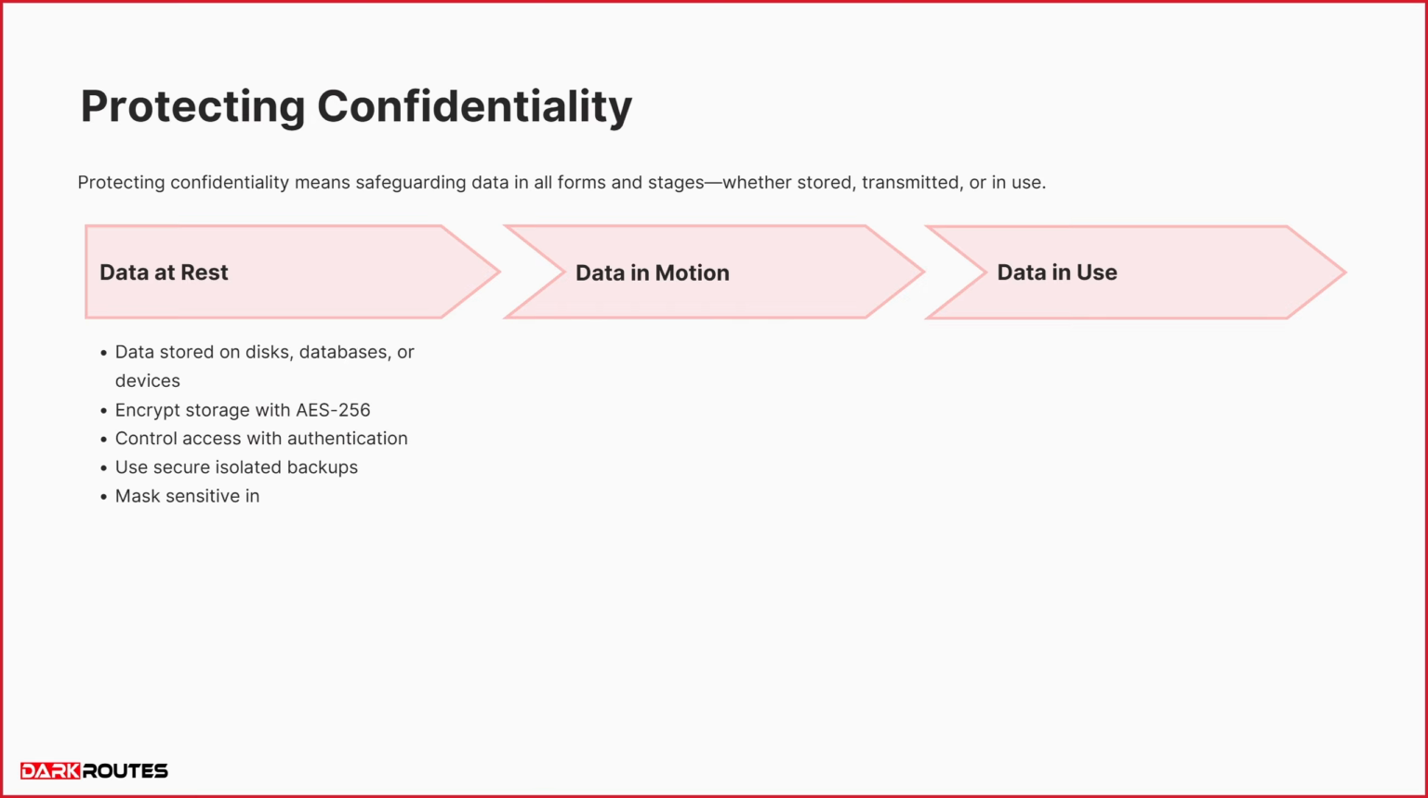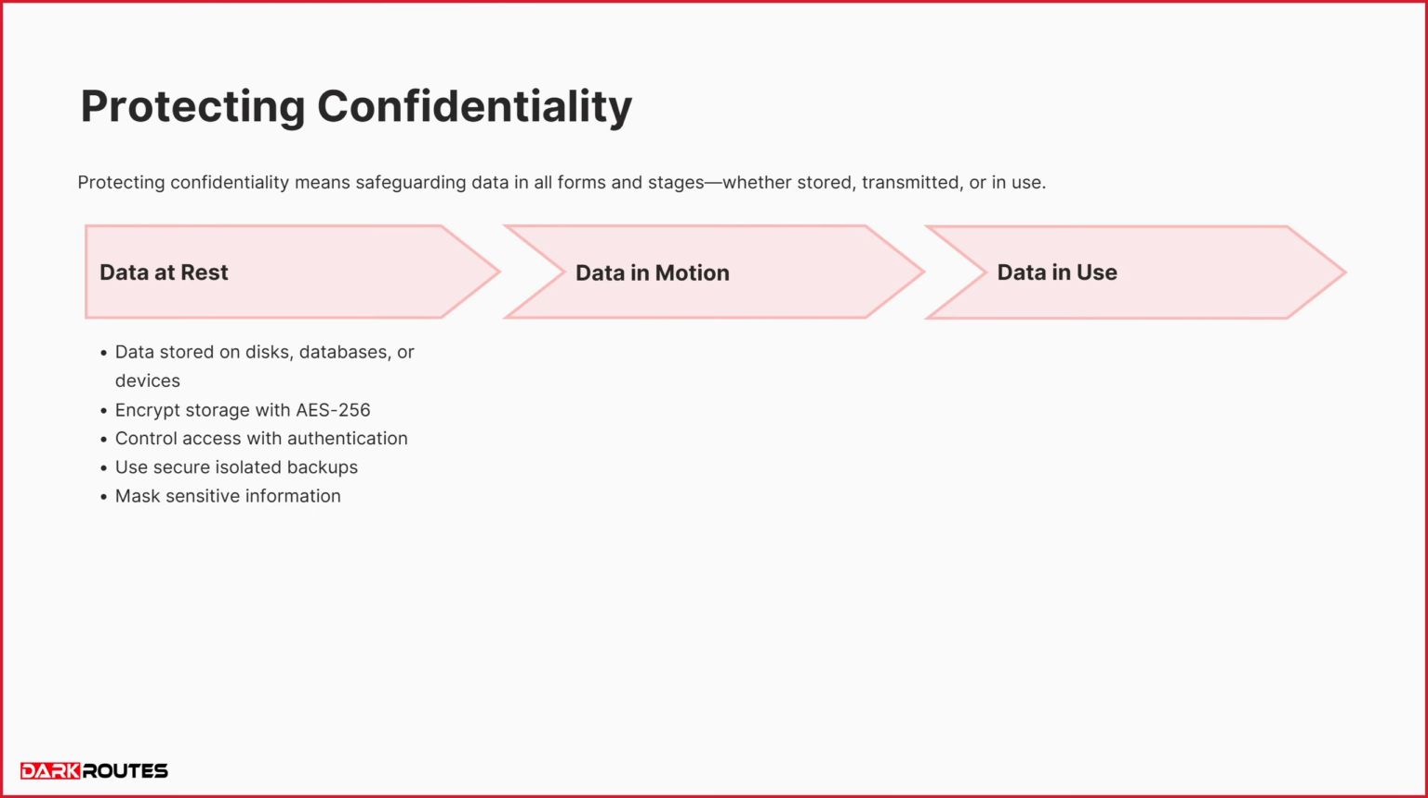Now, how do you protect data which is at rest? You can use encryption like AES-256. You can use access control with user authentication and least privilege policies. You can also use secure backups and store them in an isolated environment. Or you can mask or tokenize sensitive information like credit card numbers. So even if someone steals the physical device or the database, the data remains unreadable.